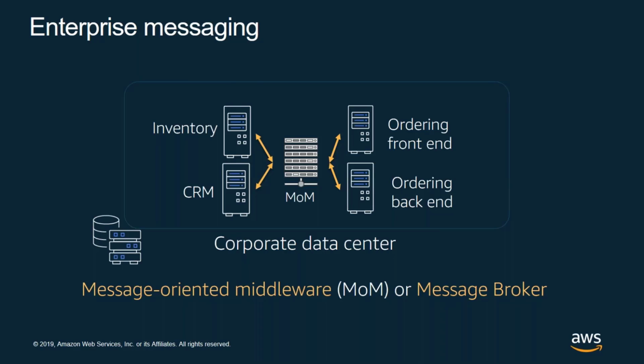In this case, we're showing an example in retail where a message-oriented middleware or message broker is used to connect the ordering front end to the back end, to the inventory system, to their CRM system. There are many examples of message-oriented middleware in the enterprises today: IBM MQ, TIBCO EMS, Oracle WebLogic, and open source solutions such as RabbitMQ and Apache ActiveMQ.